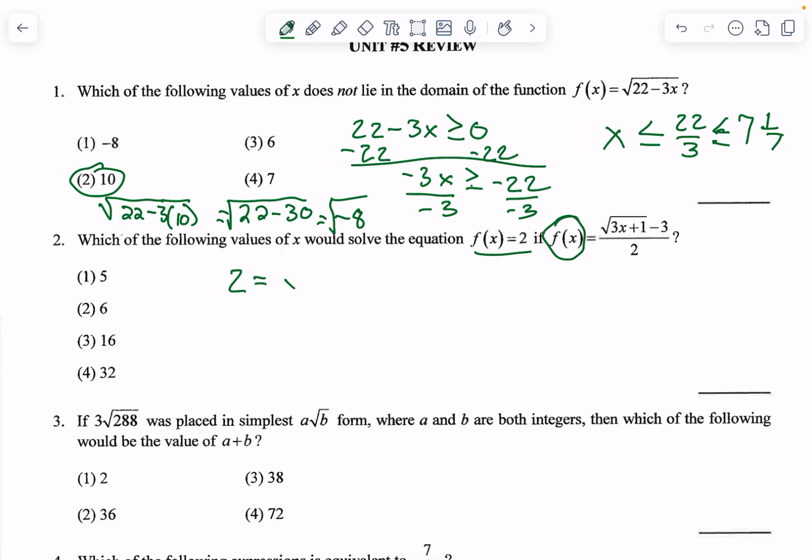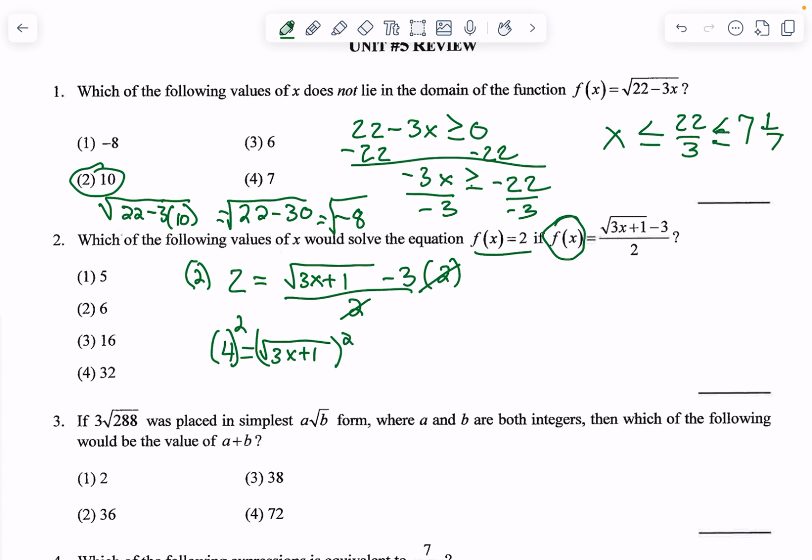So I have 2 is equal to the square root of 3x plus 1 minus 3, all over 2. So the first thing we're going to do is undo the division. The 2 and the 2 cancel. So I have 4 is equal to the square root of 3x plus 1 minus 3. If I square this and square this, I end up with 3x plus 1 minus 3. Then I'm going to add 3 to both sides. So this is 7 is equal to the square root of 3x plus 1.